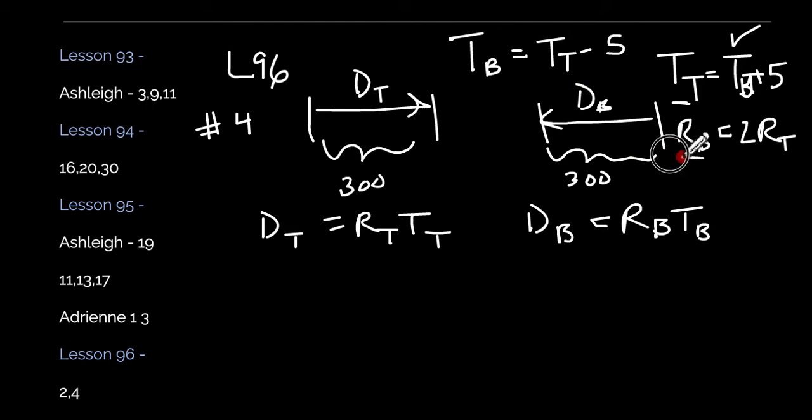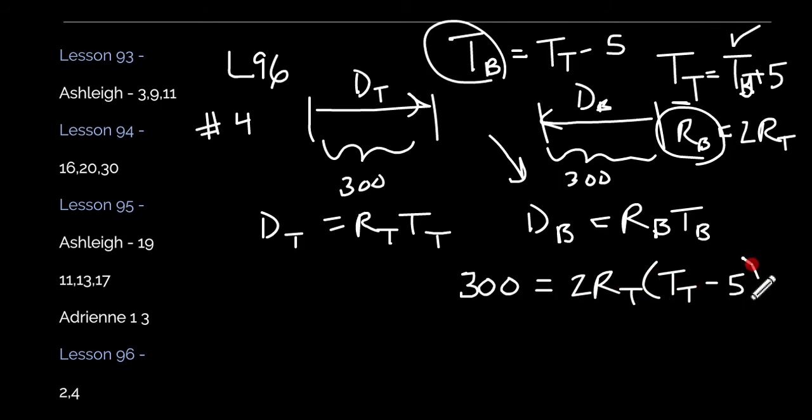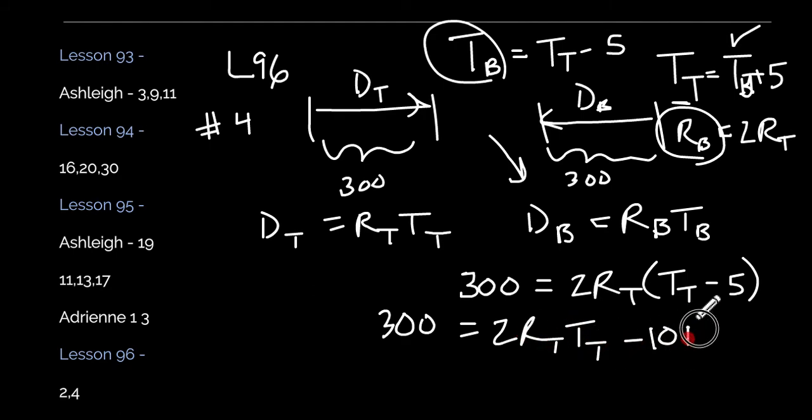So now I have both of these solved. I have the rb and the tb, so I'm going to use this equation. We know the distance is 300, so we'll say 300. rb is 2rt, tb is tt minus 5. Now we're going to distribute it through. So we get 300 equals 2rt tt minus 10 rt. Now we know rt tt right here is 300, the distance, so we're going to substitute that in.